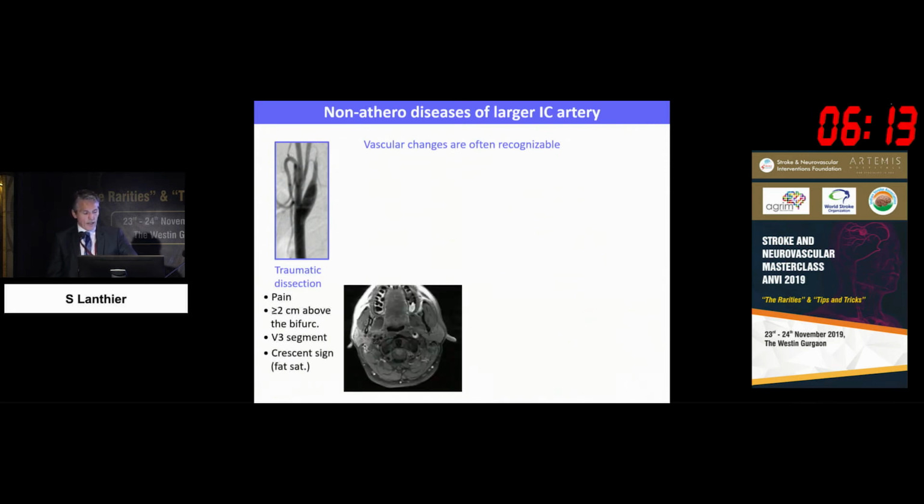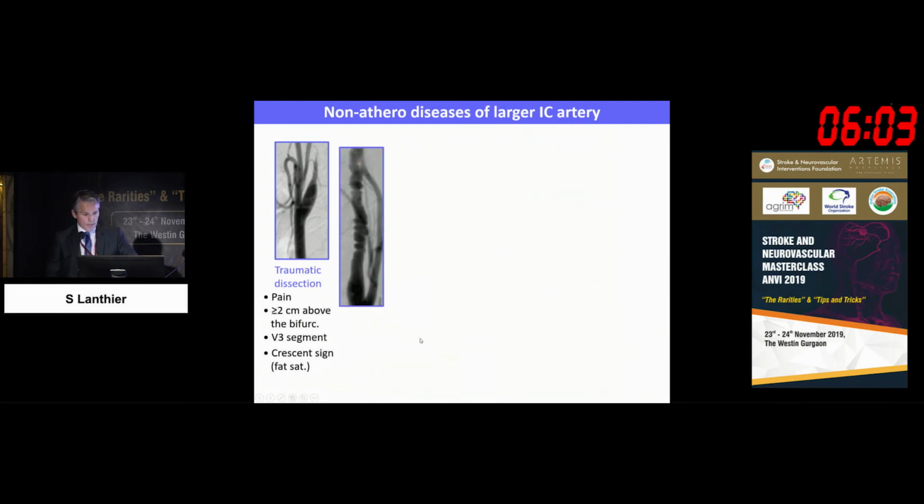And on the T1 FAT-SAT MRI, the crescent sign can be seen, as you can see on this MRI here. This type of multiple stenosis is consistent with FMD, fibromuscular dysplasia, which affects mainly females. 95% of patients with FMD are female, and it affects the middle third of the ICA.